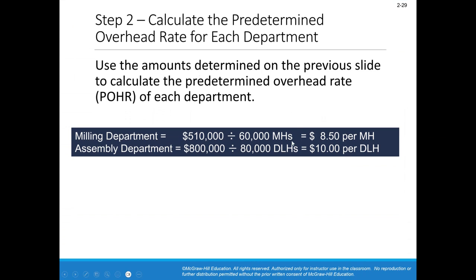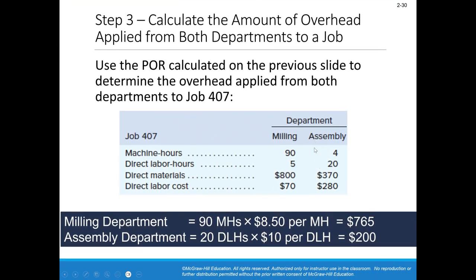All right, and so milling department again is going to be $8.50 per machine hour that we're going to attach. And then for the assembly department, it's going to be more direct labor hours. So for every direct labor hour, we're going to attach $10. So here you can see that we've got 90 machine hours times the 8.50. So that's $765 of overhead that we're going to attach. And the assembly department is going to be 20 direct labor hours times the $10 rate, 200.